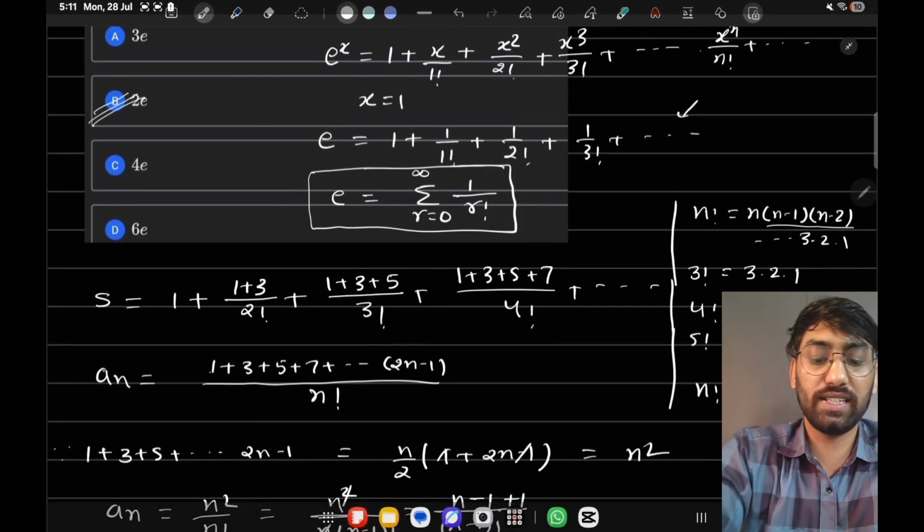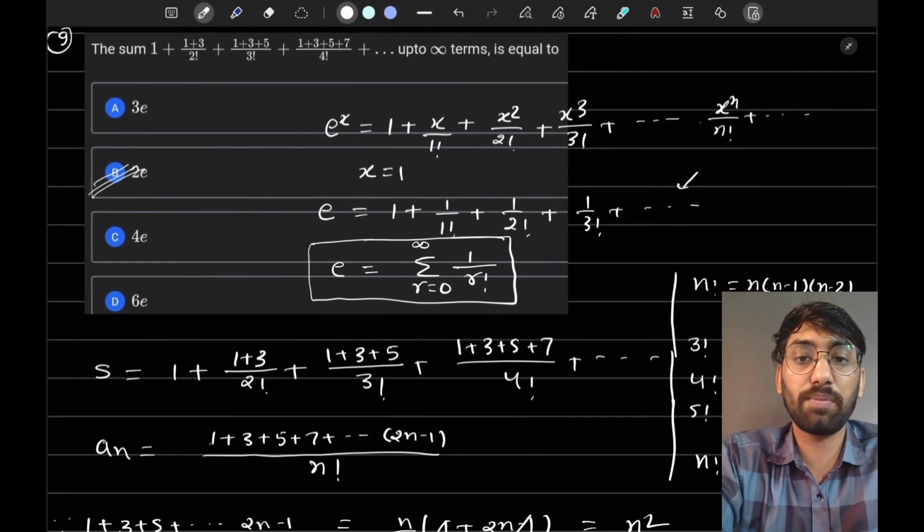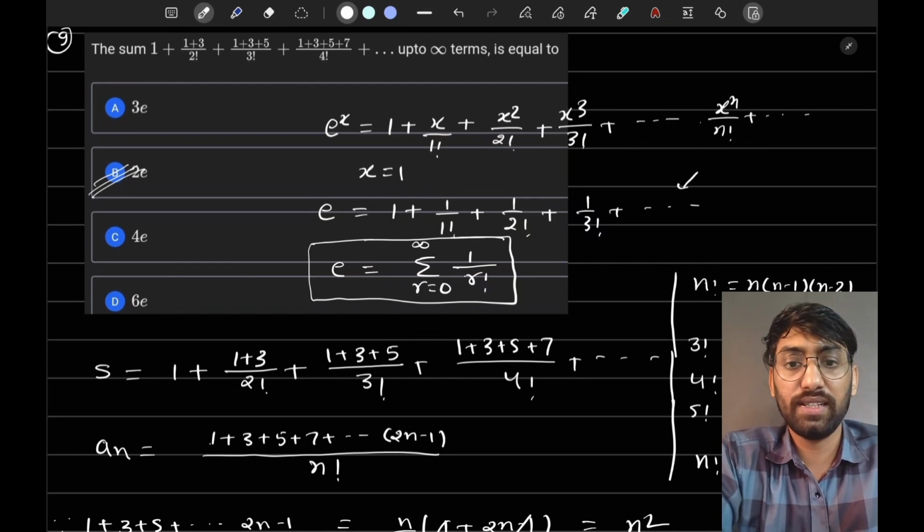So, I hope this question is clear. This question was very simple. We just need to use the idea of e power x, and some manipulation we need to do in between the question. Okay. Now, let's see the next question.